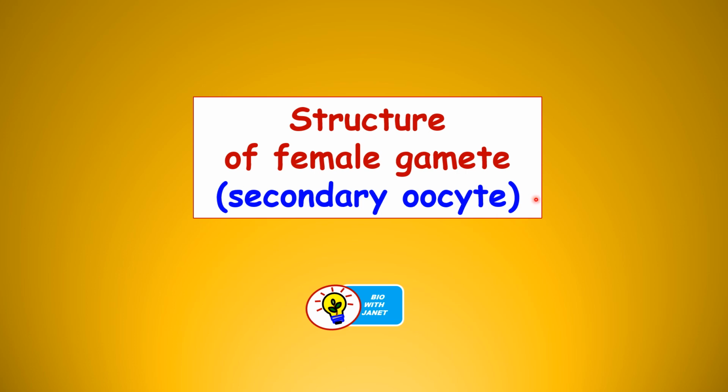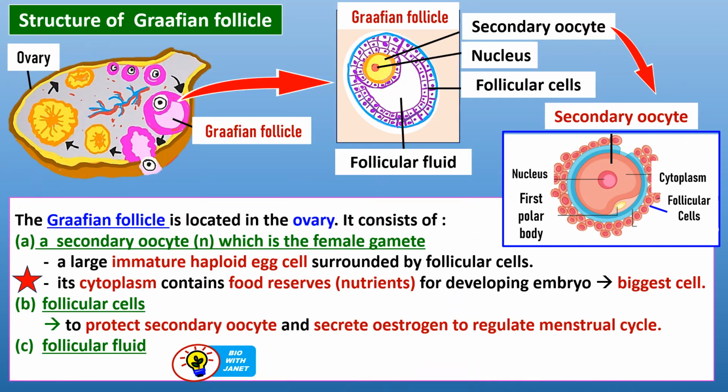Next, we should be able to describe the structure of the female gametes. So let's discuss the structure of the Graafian follicle, which contains the female gamete. The Graafian follicle is the biggest follicle in the ovary, and it contains three things. Firstly, the secondary oocyte, the cell in yellow. Secondly, the follicular cells, the cells in purple, and then the follicular fluid in the center part of the cell.